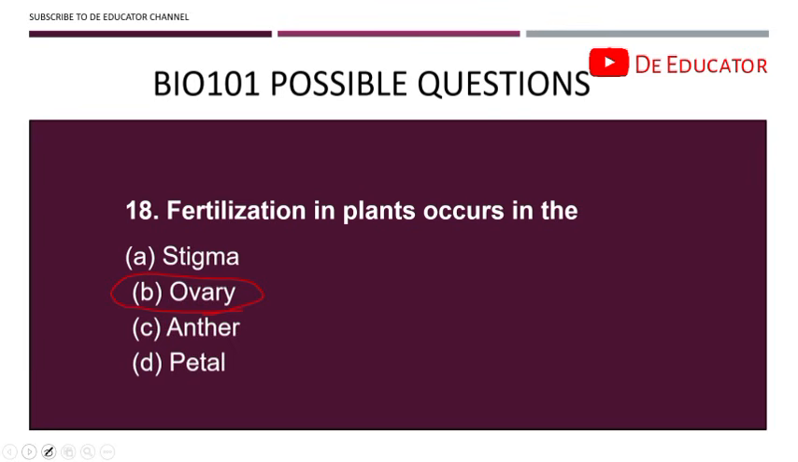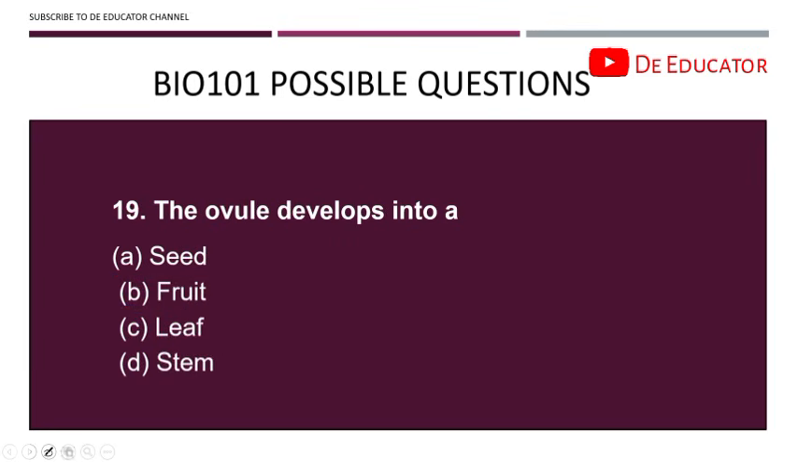While in animals, it occurs in the fallopian tube or the oviduct. Number 19, the ovule develops into seed. Please take note. Let me give you a diagram to illustrate. This is the ovule here, for example, and this is the ovary. This is how the development occurs.